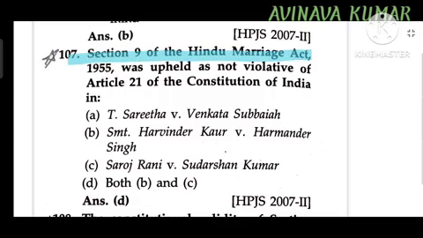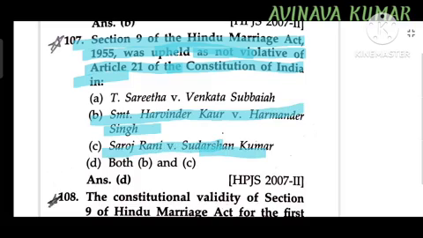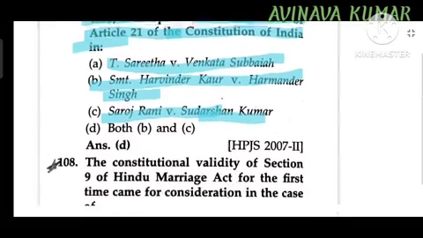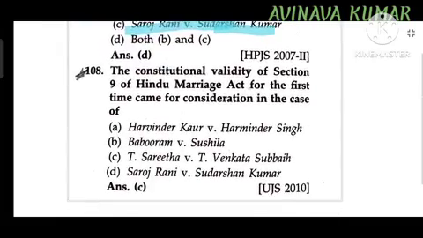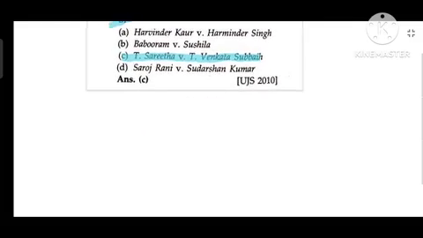Section 9 of Hindu Marriage Act 1955 was upheld as not violative of Article 21 of the Constitution of India in Smt. Harvinder Kaur versus Harmander Singh and Saroj Rani versus Sudarshan Kumar. In T. Sareetha versus Venkata Subbaiah, it was held that it is unconstitutional. The constitutional validity of Section 9 of Hindu Marriage Act for the first time came into consideration in the case of T. Sareetha versus T. Venkata Subbaiah, in which it was held that it was unconstitutional.